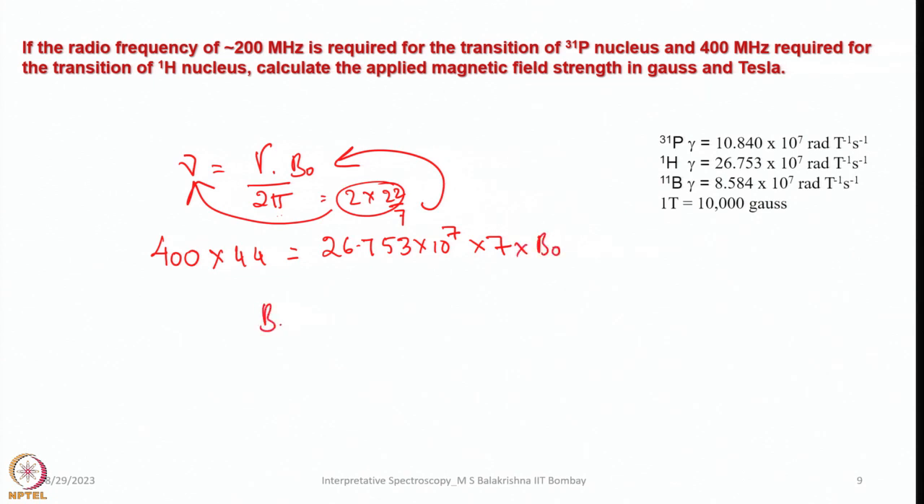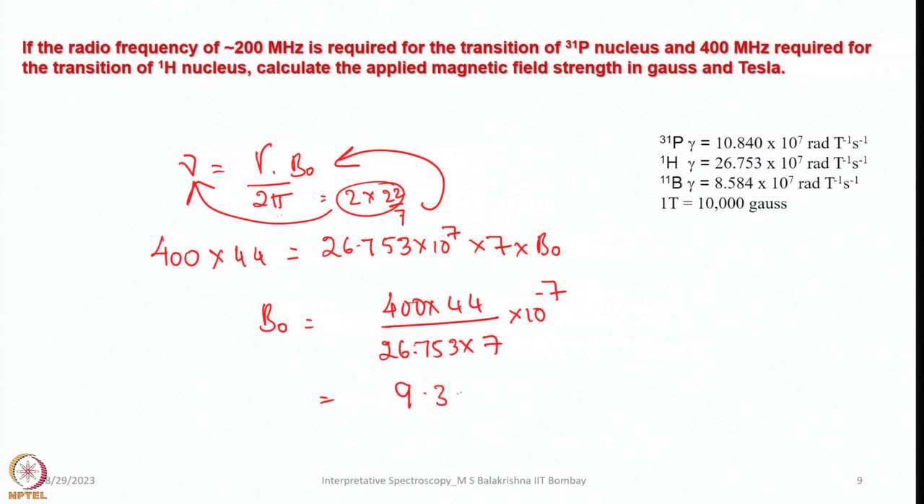So simply now B naught can be calculated from this one. 400 into 44 divided by 26.753 into 7. So this will give you into 10 to the power of minus 7. So then when you convert into megahertz, what you get is approximately 9.39 Tesla, or that's equal to 9.4 Tesla. So that means basically 94,000 Gauss. So this is the magnetic field strength for this one. So this is how you should be able to calculate. Let's move on to further discussion.